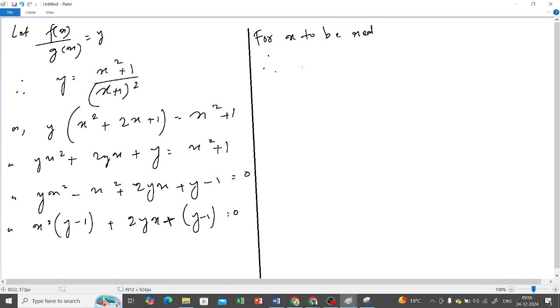So what is the discriminant? b² − 4ac, this one has to be greater than or equal to 0.